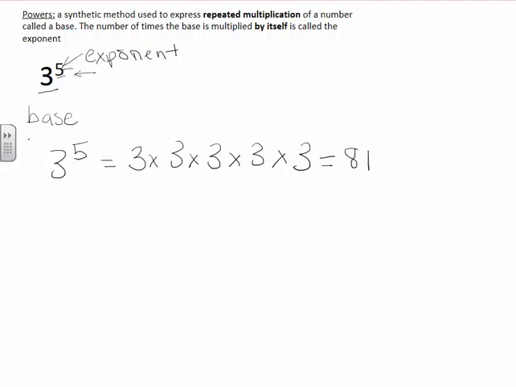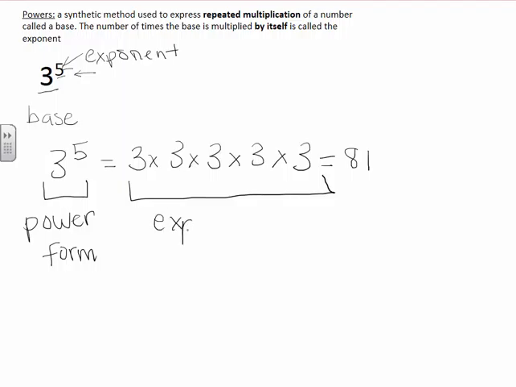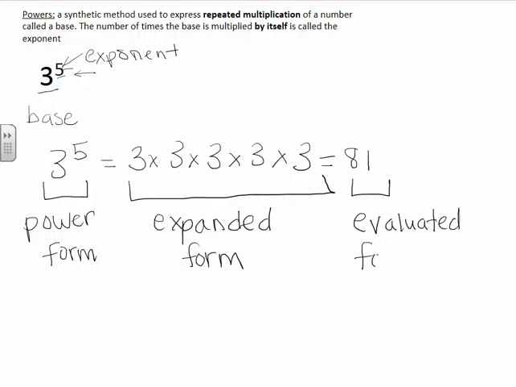Just to label this so that you know what we're dealing with, this is our power form. This is our expanded form. And this is our evaluated form, or otherwise known as our final answer.